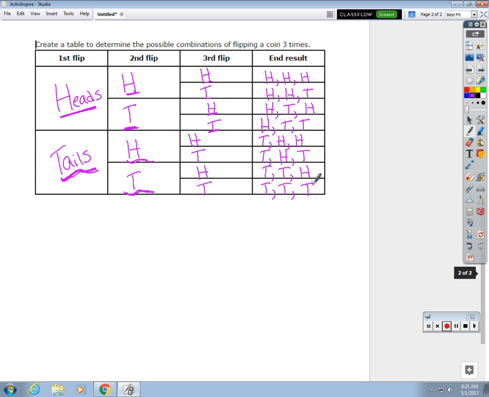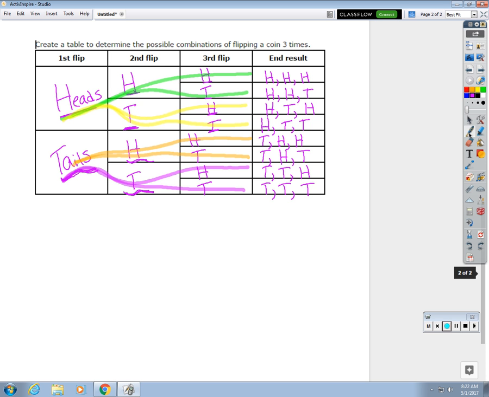So we really have to kind of come back and look at this. We go from heads to heads to heads. And then we go heads, heads, tails. And then it goes heads, tails, heads, heads, tails, tails, tails, heads, heads, tails, heads, tails, then it goes tails, tails, heads, tails, tails, tails. So you can kind of see when it gets highlighted how it's branching off to get those end results.